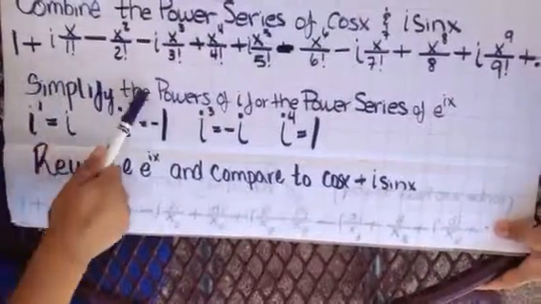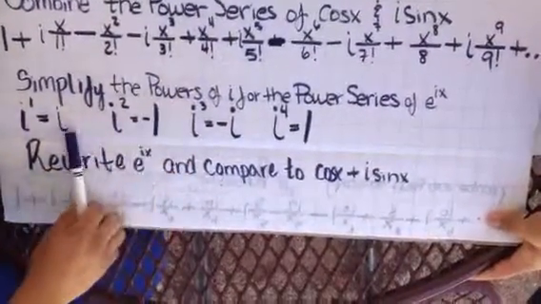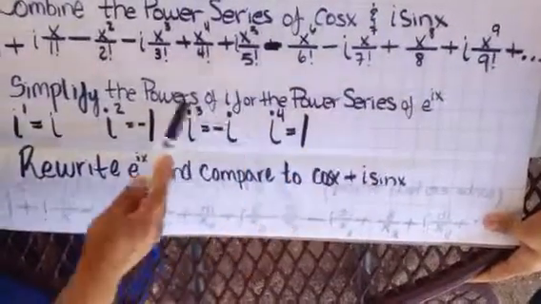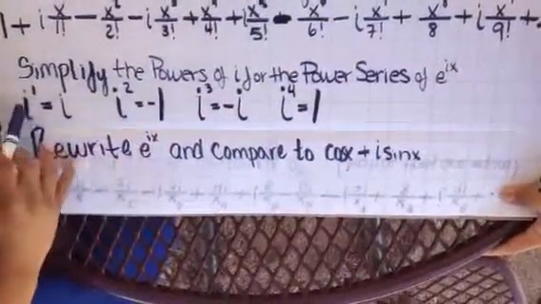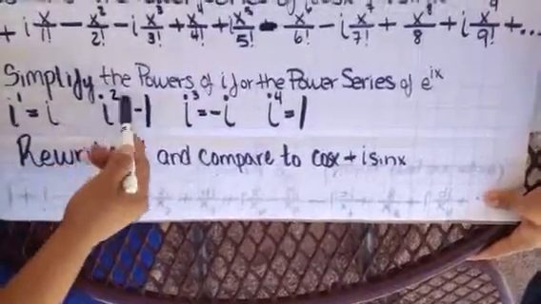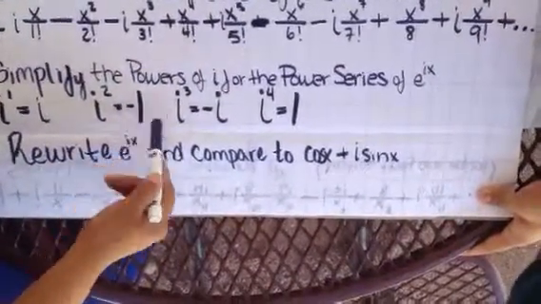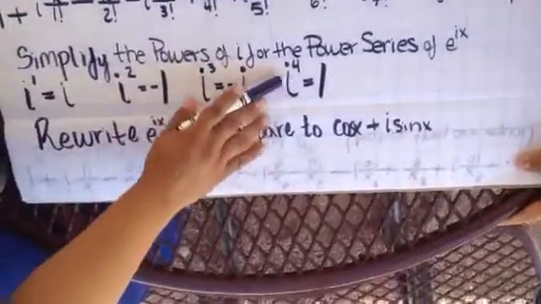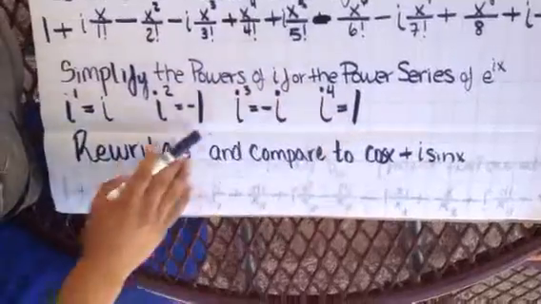Now we will simplify the powers for the power series of e to the power of ix. For that, we have to know that i to the power of 1 equals just i itself, i to the power of 2 equals negative 1, i to the power of 3 is negative i, and i to the power of 4 is just 1.